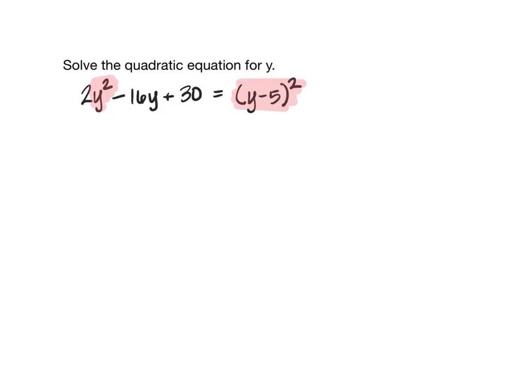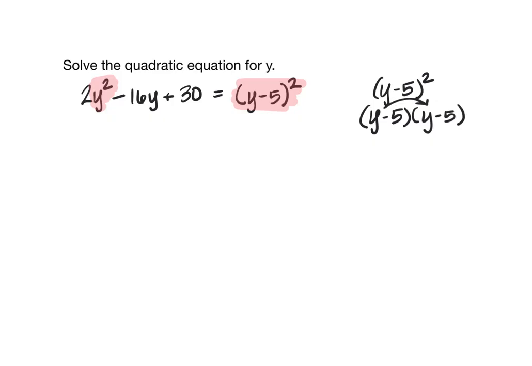To do that, we need to notice that the right side of this equation has y minus 5, the quantity squared, and we need to distribute that out first so that we can then bring all the terms over to one side. Now remember, when we are multiplying out y minus 5, the quantity squared, that means we are copying y minus 5 and multiplying it by itself. So you need to write y minus 5 times y minus 5, and then we need to distribute.